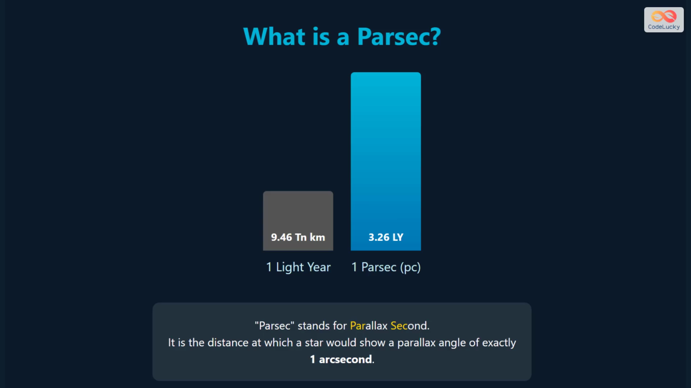This method gives us a new unit of distance, the parsec. 1 parsec is the distance at which a star has a parallax angle of exactly 1 arcsecond. It is equal to about 3.26 light years. It is a standard unit used by professional astronomers because it relates directly to the observable data.